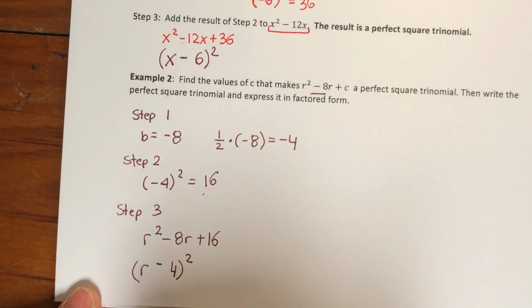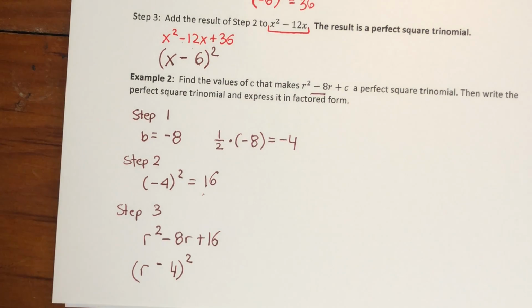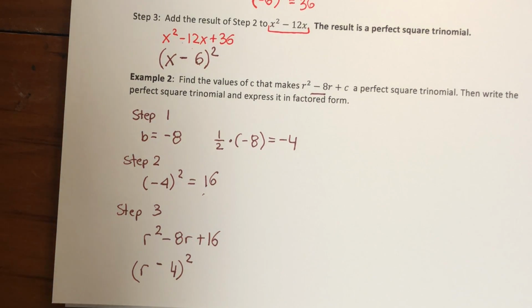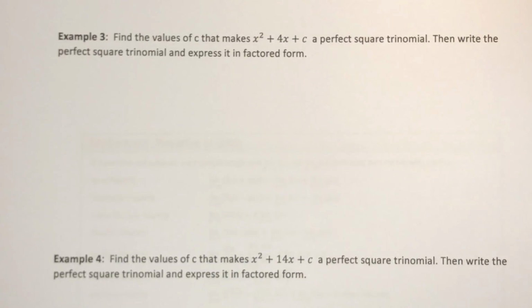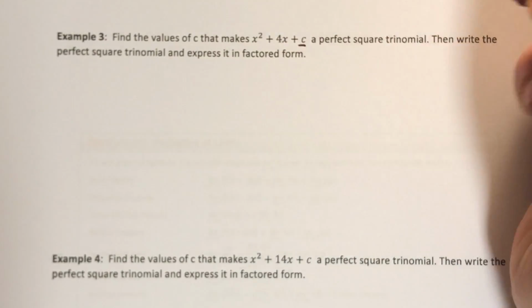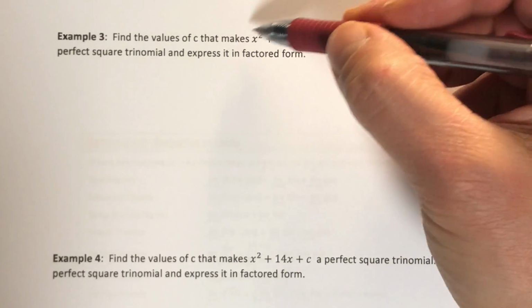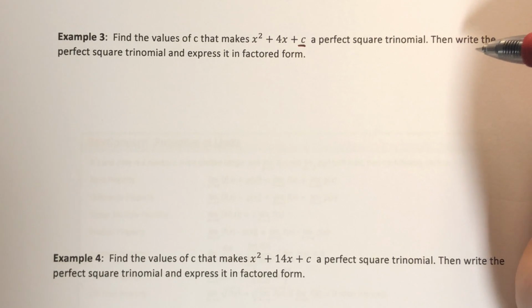So again, you will see this method is going to be used to solve quadratic equations. Soon we will call it completing the square, and let's do some more examples together. So I have example 3. And I want to find the value of c that will make this a perfect square trinomial, and then I want to write this perfect square trinomial and express it in factored form.